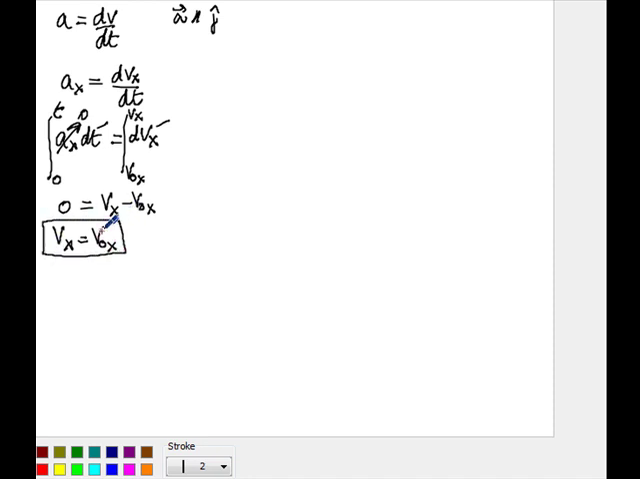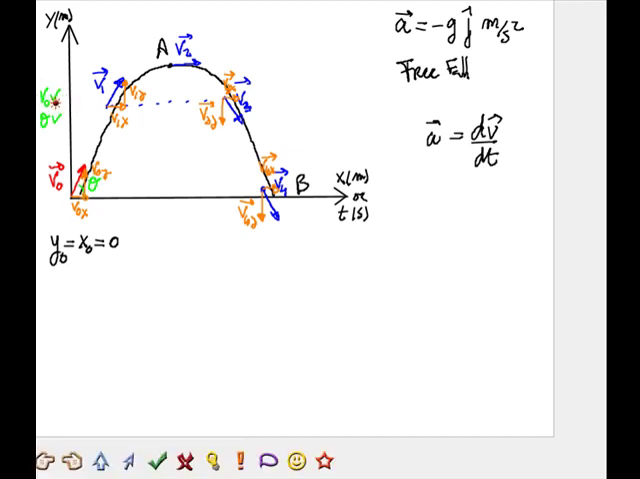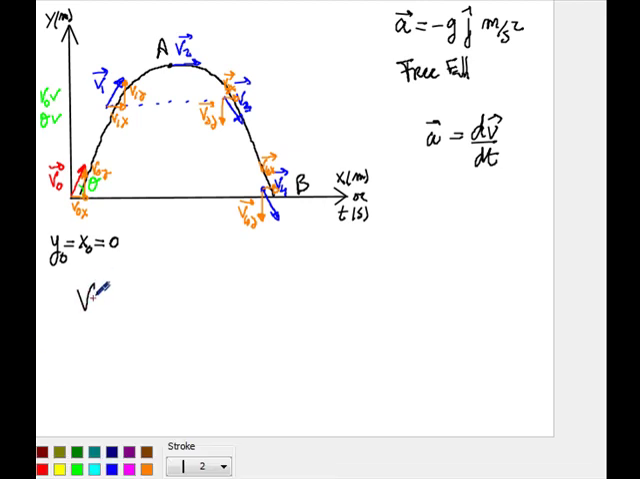Now at this point, we know what V naught x is, by applying the technique from chapter 3. If we know V naught and we know theta, then we can decompose our vector V naught as V naught x and V naught y. So right from the beginning, we can express the functional form of V naught as V naught x i plus V naught y j. The V naught x in magnitude will be V naught cosine theta, and the magnitude of V naught y will be V naught sine theta.